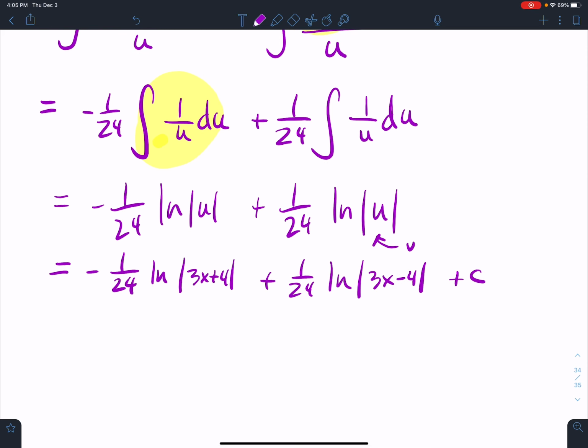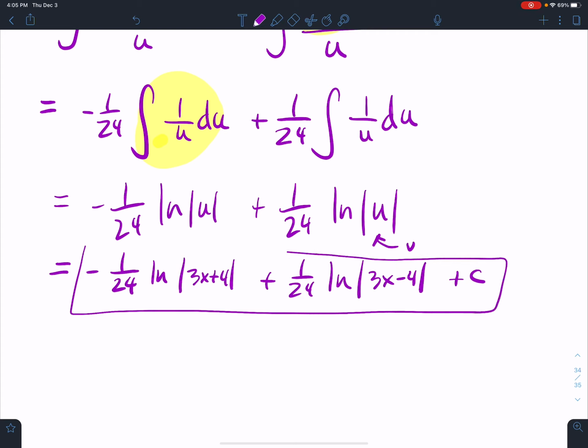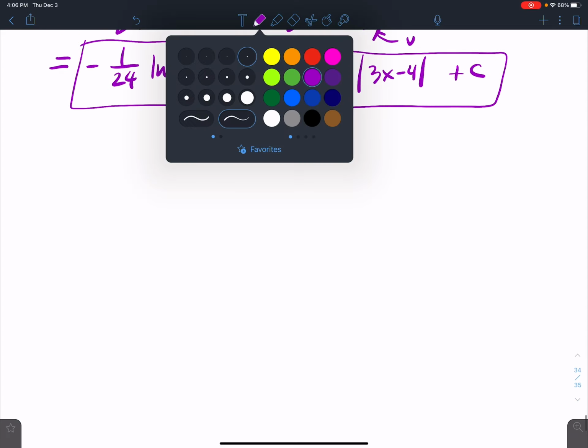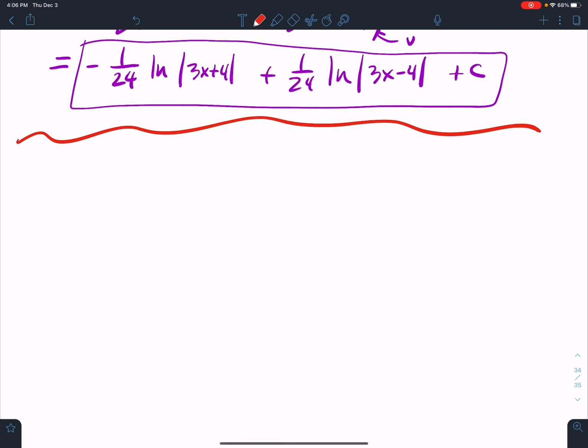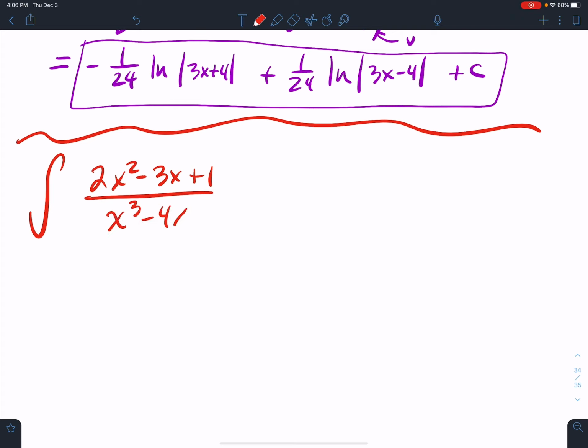And so if you wanted to combine this, you could. I'm just going to leave this right here, and for the more by-the-book student, they might see if they could simplify this algebraically. All right, let's move on to another one. Integral 2x squared minus 3x plus 1 over x cubed minus 4x dx.